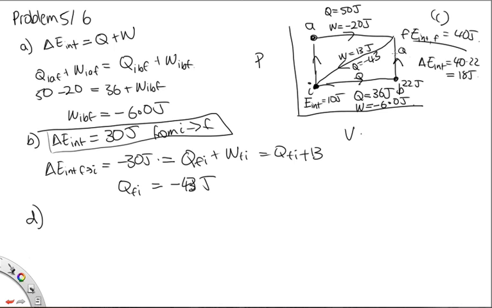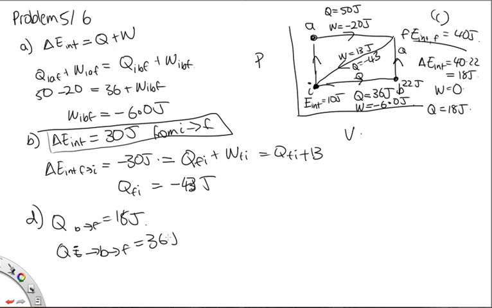Now the work done going from here to here, there's no change in volume, so work is equal to 0, which the first law of thermodynamics then tells us that the change in internal energy is equal to W plus Q. So that tells us that Q must be 18 joules. So Q from B to F was equal to 18 joules. And we know that the heat flow going from I to B to F was equal to 36 joules. So that tells us that the heat flowing in going from I to B is equal to 36 minus 18, which is equal to 18 joules. And so that has answered everything that's been asked of us in that question.